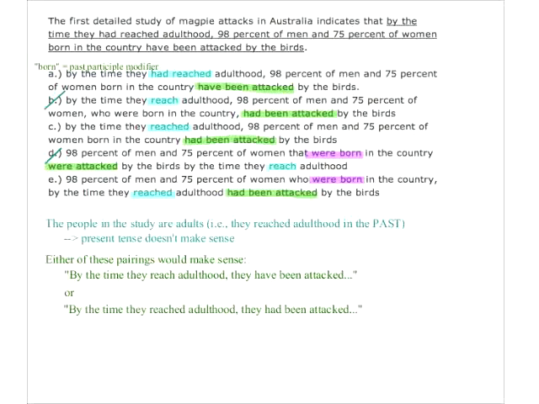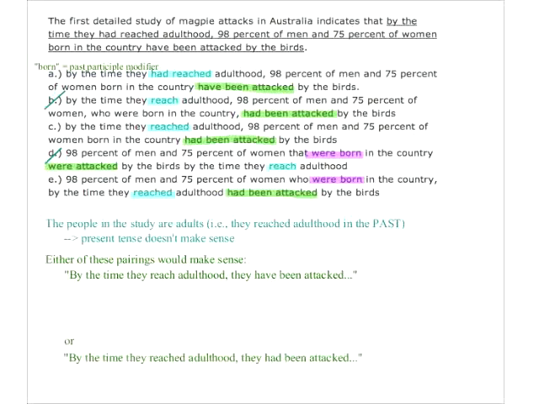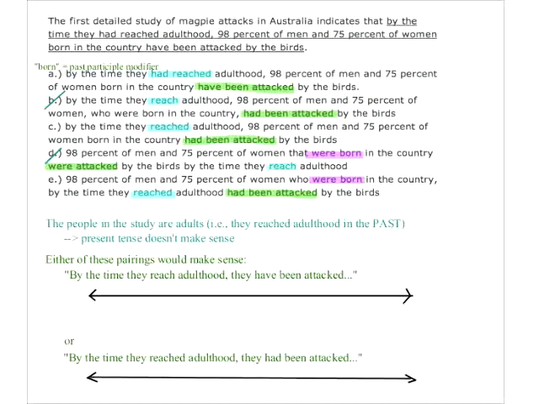So if you've seen our materials, you're probably familiar with these timelines that we draw to represent these tenses. So if you draw a timeline to represent the passing of time here, then the way these tenses work is, if they reach adulthood in the present tense, then this is saying they have been attacked up until that point. So that would work in terms of a relationship. Ongoing. That's how have been works. Have been attacked.